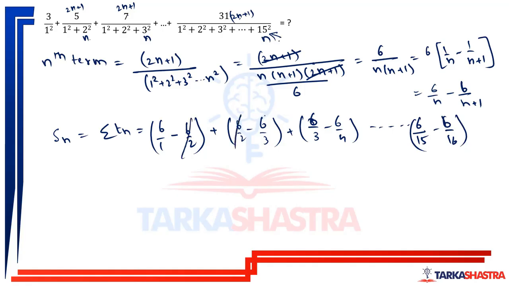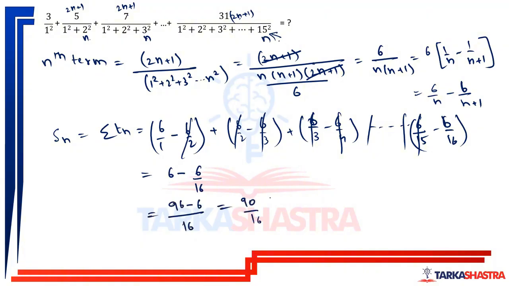Now this will get cancelled. This will get cancelled. This 6 by 4 will get cancelled here. The 6 by 15 will get cancelled with the other term. We have 6 minus 6 by 16. So what do we have? Base 16. This is 16. 6 16s are 96 minus 6. That is 90 by 16. That is 45 by 8. Will be the final answer.